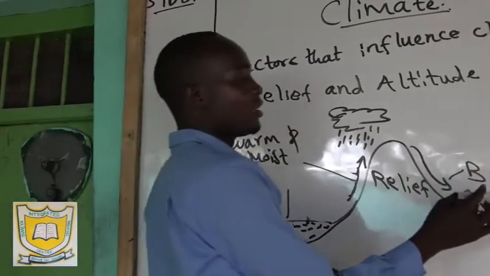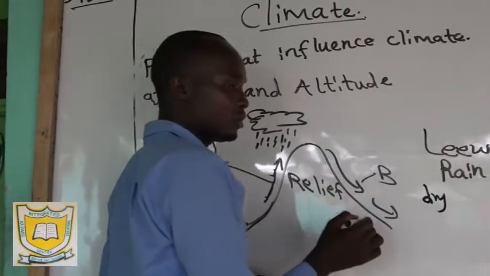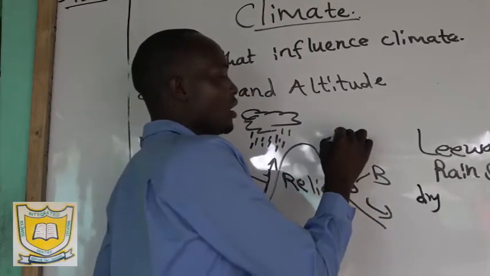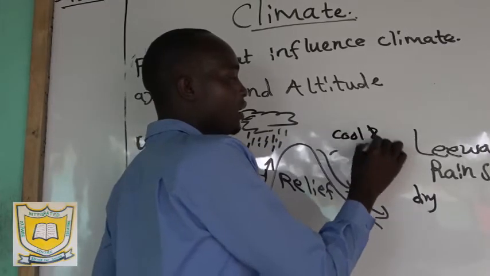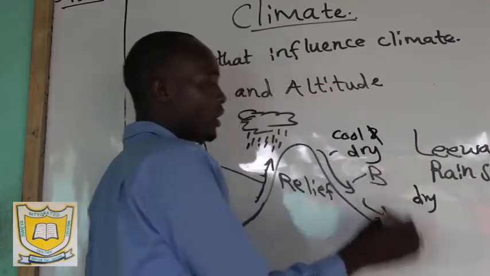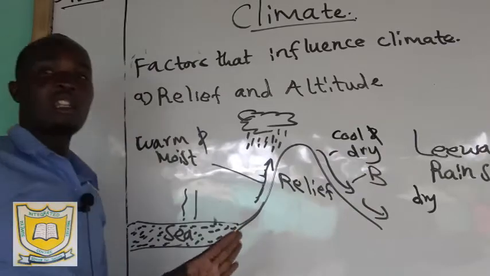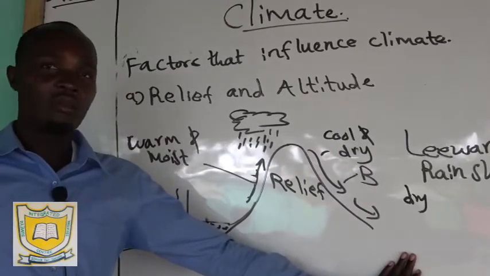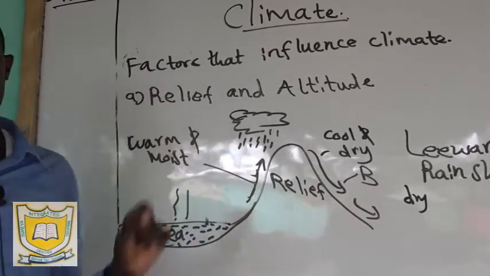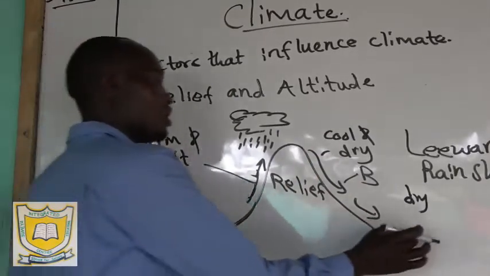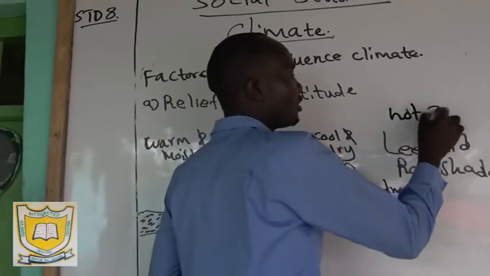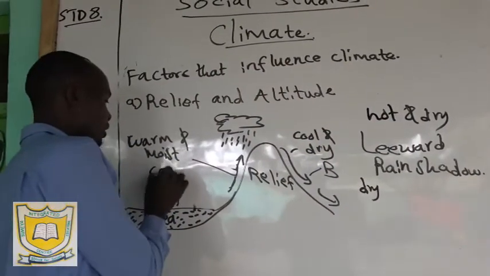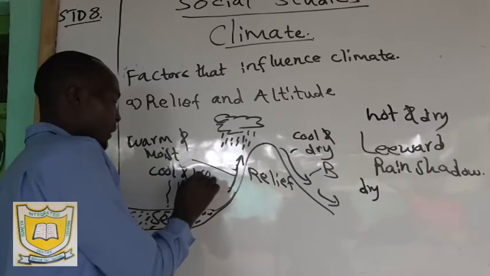Then the other side, this region, is very dry. This wind is cool and dry. It has no moisture, that's why we have no rainfall on this side. So this is how relief influences the climate of a place. You can see the climate in this region will be hot and dry. Then this region will receive cool and wet climate.